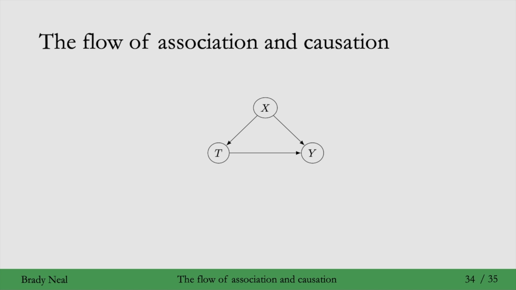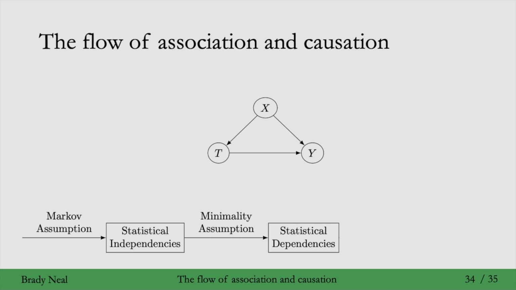Alright, so let's get towards wrapping things up and talk about the flow of association and causation in this basic graph. Given the Markov and minimality assumption, we can talk about association flowing in this graph. So association flows directly from t to y, and from y to t, it's symmetric, and it flows from t to x to y, and from y to x to t as well.